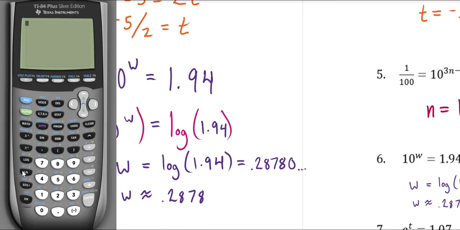Remember, to evaluate these things on the calculator, we have two easy bases. We have log, which is log base 10, and ln, which is log base e. Log of 1.94 could be written this way, and this gives us our answer.